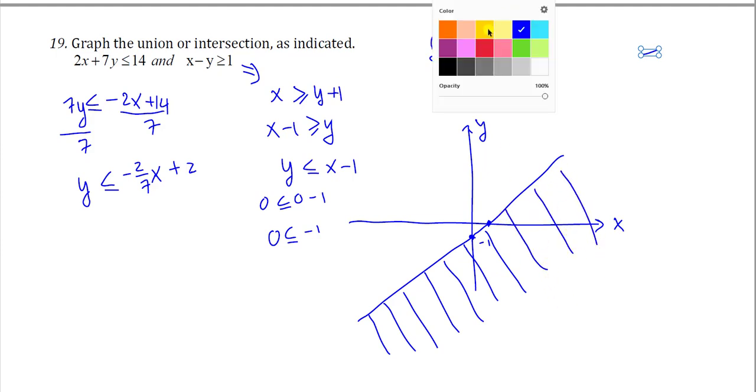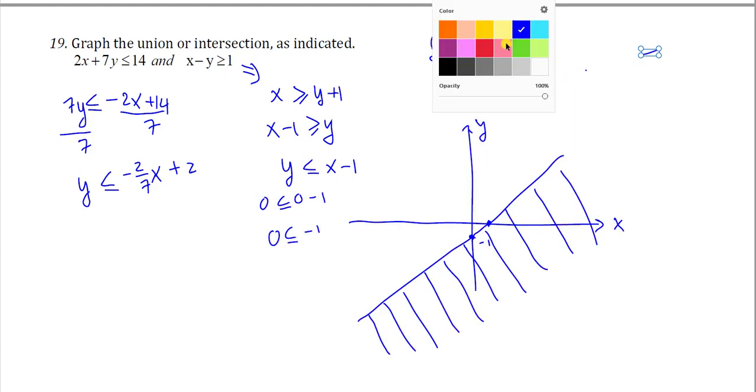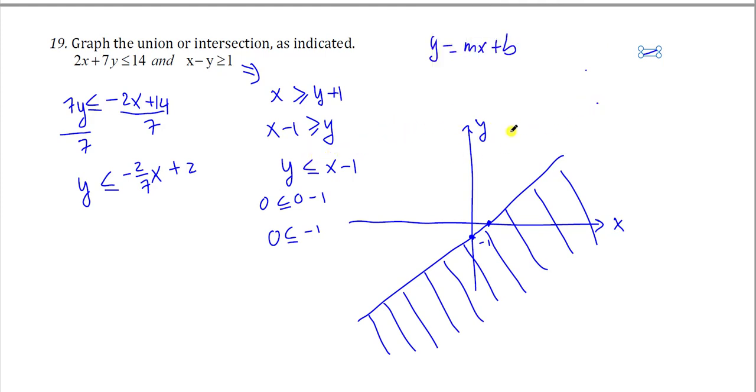Now, we try to plot another line. Let's just keep this color. Okay, y less than or equal to minus 2 over 7 x plus 2. Again, 2 is your y-intercept, so it's right here.